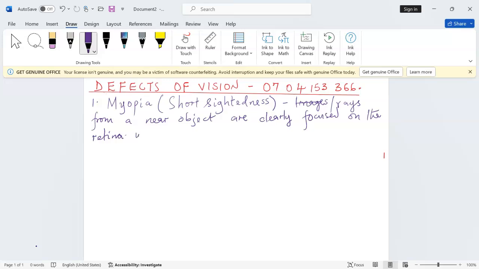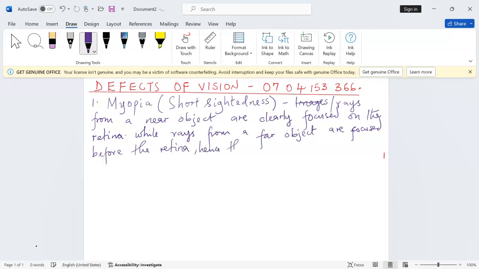But rays from a far object are focused before the retina, hence the image appears to be blurred.